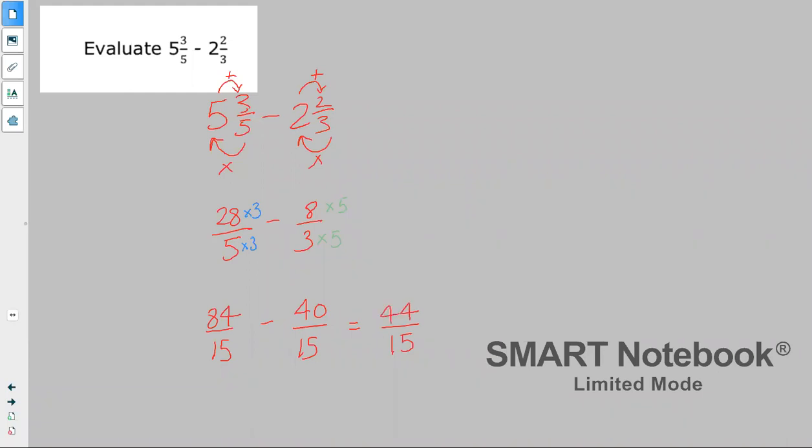And then you can change into a mixed number if you like. So 15 goes into 44 2 whole times with 14 left over. So 14 goes over the 15, the original denominator. Okay, that's that one done. Next one.